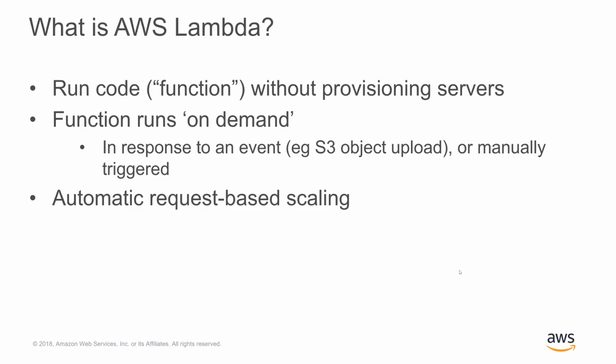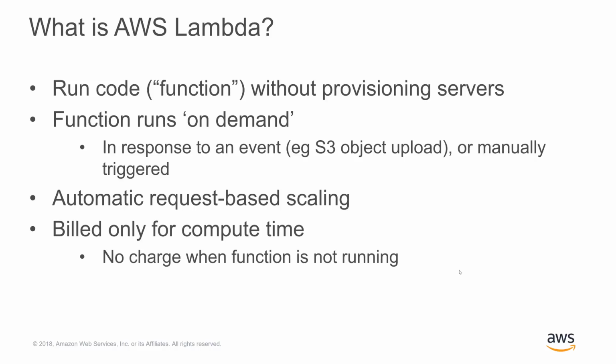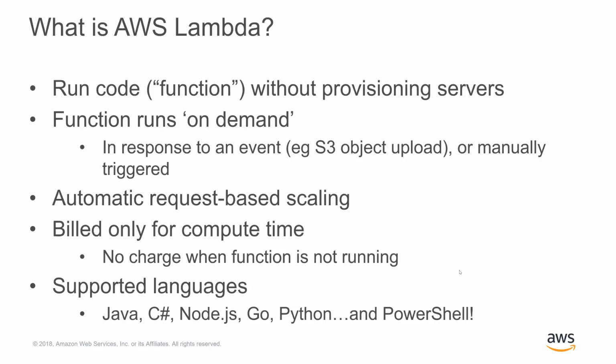But the important point is, as Lambda is taking care of the scaling for you based on the frequency of requests to run your function, you don't need to worry about provisioning more servers. That's all taken care of for you. The consequence of this is that you're only billed for compute time. When your function is idle, when it's not running, there's no charge. And again, you cannot maintain state, so if you need to do that, you need to consider some external system. Supported languages for Lambda, well, you can write Lambda functions in Java, C#, Node.js, Go, Python, and of course now PowerShell.